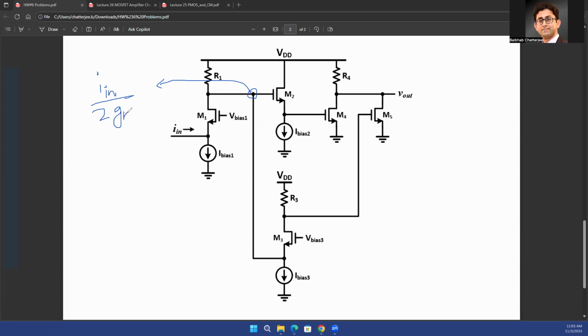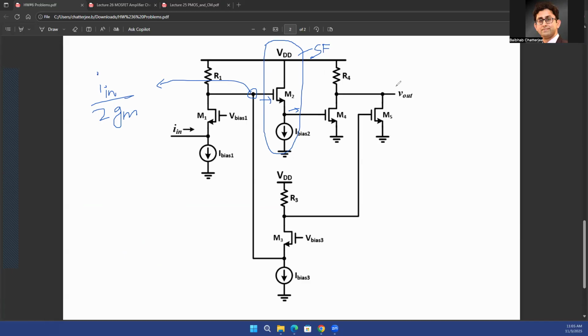Now from that point onwards, everything will be very easy, because over here, as you see, this stage is a source follower stage. Why is this a source follower? Your input is at the gate, your output is taken from the source, and your drain terminal is connected to VDD, which is an AC ground. So this is a common drain or a source follower stage. The gain of a source follower is almost equal to 1.